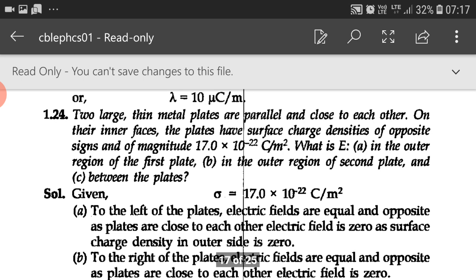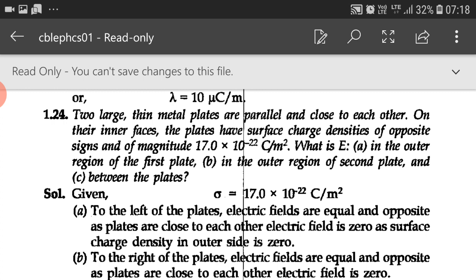Two large, thin metallic plates are parallel and close to each other. On their inner faces, the plates have surface charge densities of opposite signs and of magnitude 17 into 10 raised to power minus 22 coulomb per meter square. What is E, a part in the outer region of the first plate? Now you have done this today.